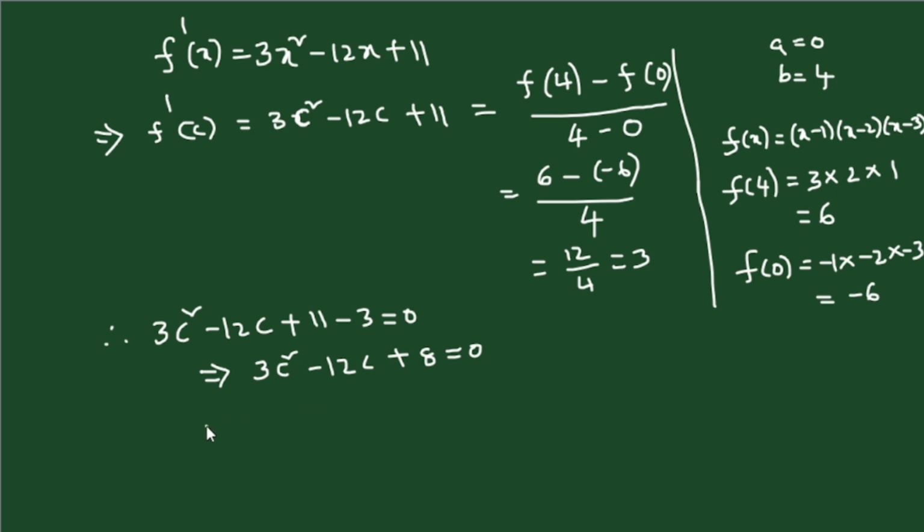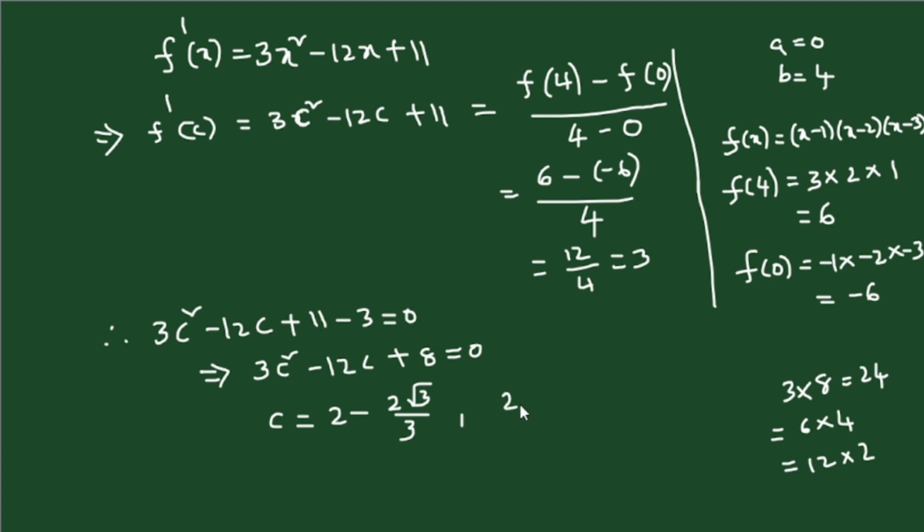So using a calculator, you can find the roots of this. After solving this using a scientific calculator, I got (2 minus 2 root 3 by 3), comma (2 plus 2 root 3 by 3). So what are the values of these? 2 minus 2 root 3 by 3 is 0.845, and 2 plus 2 root 3 by 3 is 3.154.